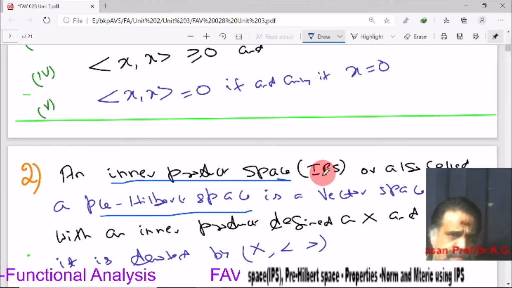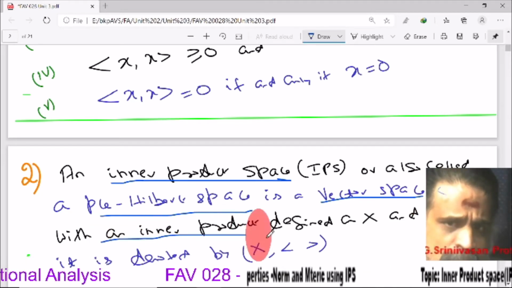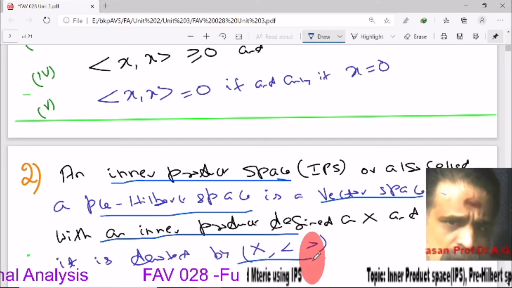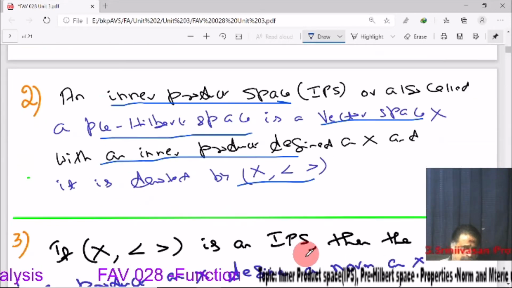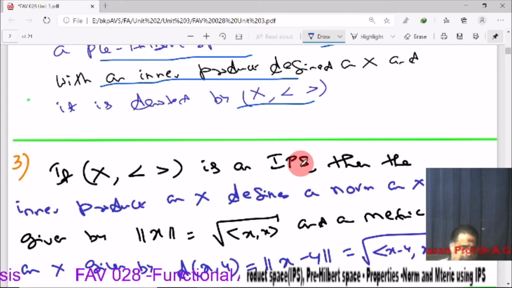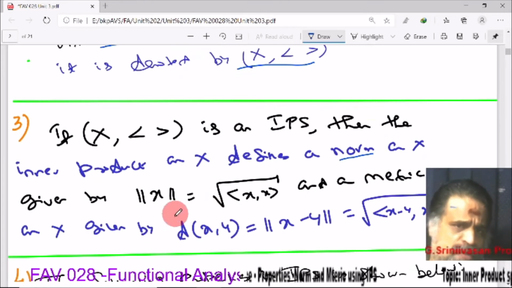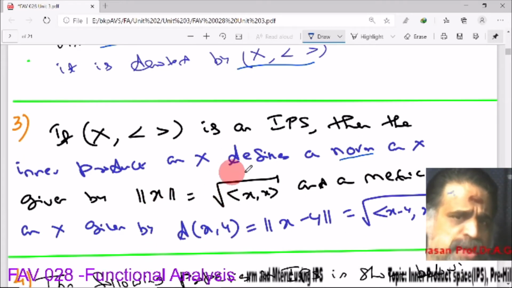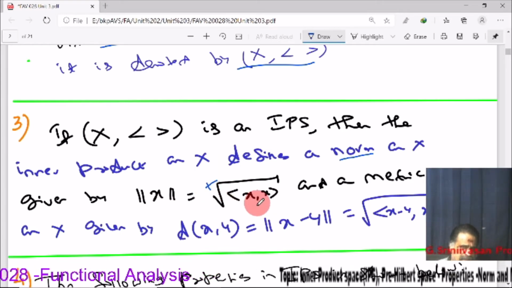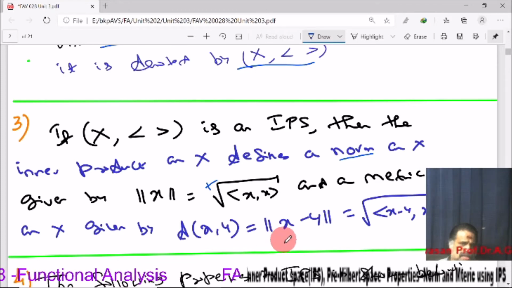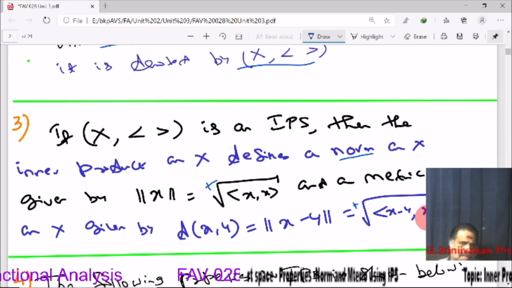And what is the inner product space or a pre-Hilbert space? It's a vector space which has an inner product defined on it. And we denote an inner product space or IPS by X with this symbol. Now, if X is an inner product space, then the inner product defines a norm. We are going to show this is a norm by the formula norm x is equal to the positive square root of the inner product xx, and the metric d of xy is norm x minus y, which is again the positive square root of x minus y comma x minus y.